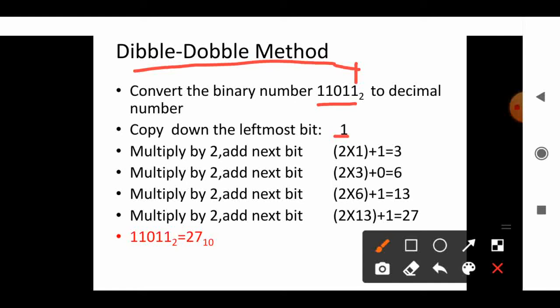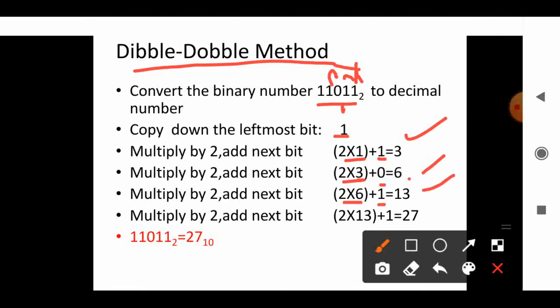After that you have to multiply the number by 2. What is our leftmost bit? 1. Multiply the number by 2, and you have to add the next bit. After the leftmost bit, what is the next bit? 1. You have to add the number. What is the result? 3. Again you have to take the 3 and multiply by 2. What is the next bit? 0. What is the value here? 6. Okay. Next you have to take the 6 value, multiply by 2. After the 0, what is the next bit? 1. You have to add the number.